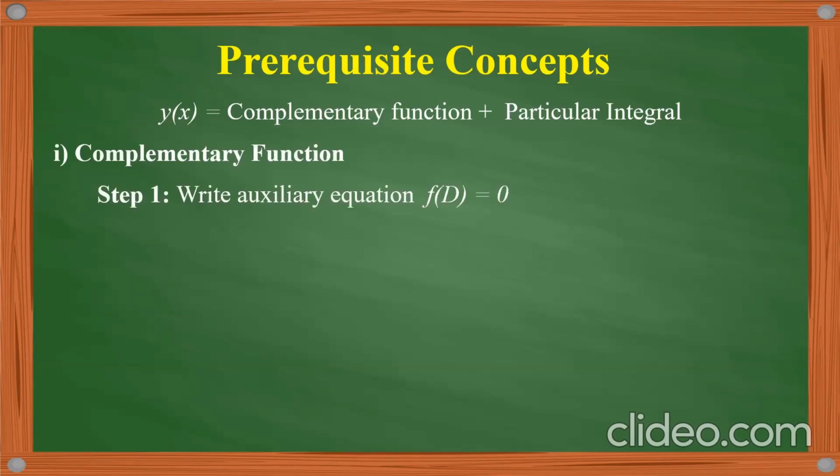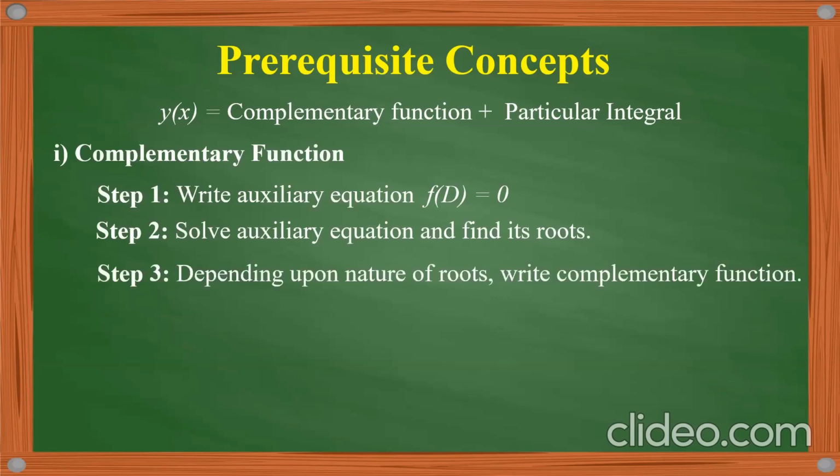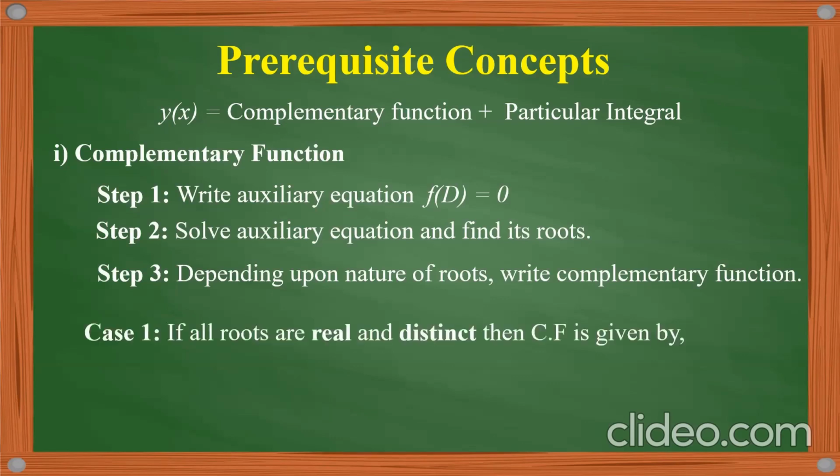First of all, we will write its auxiliary equation, that is f(D) is equal to 0. Then in the next step, we will solve the auxiliary equation and find its roots. And in the last step, depending upon the nature of the roots that we find of the auxiliary equation, we will write its complementary function. Now we have also seen that there are 4 different cases of complementary function depending upon its roots.